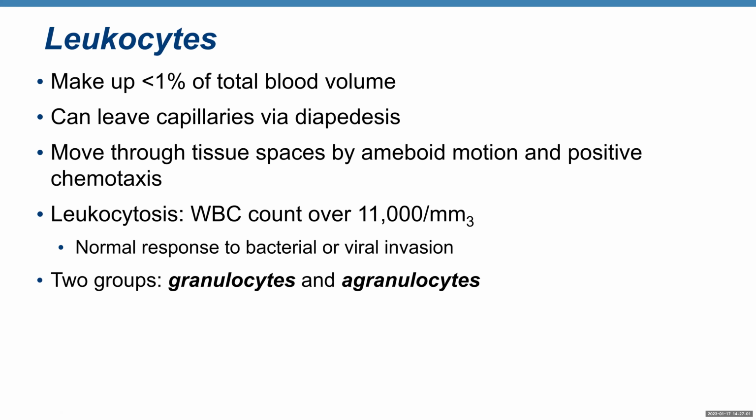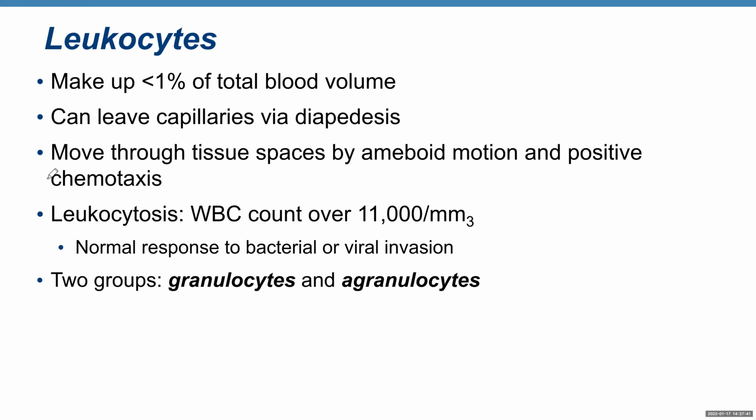You don't have many cells in your body that can move on their own. You actually have only 2 cells that are capable of movement: sperm, which have a flagellum that allows them to move, and white blood cells. They move by diapedesis, like amoeba. Leukocytes move through tissue spaces by amoeboid motion and positive chemotaxis. Positive chemotaxis means you have a chemical that attracts those white blood cells.